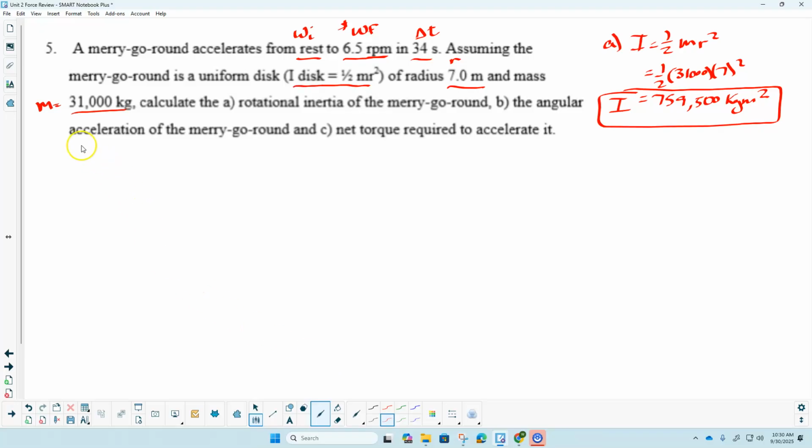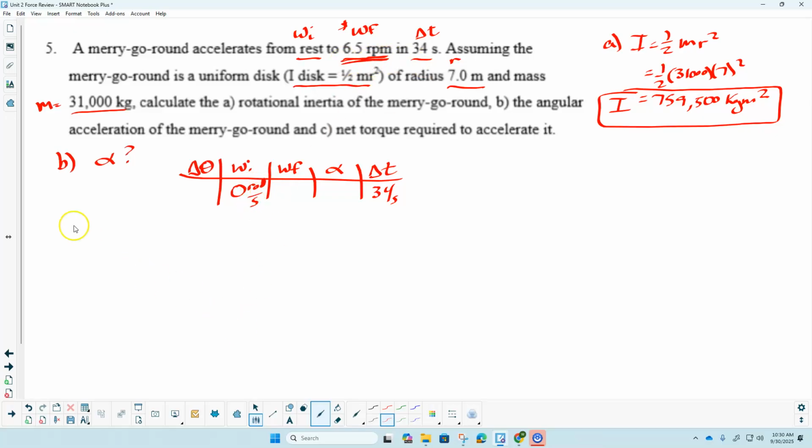Part B wants to know the angular acceleration. So B is asking for alpha. And alpha is a rotational idea. So we're going to set up our table and work through it that way. So we have displacement, initial speed, final speed, alpha, which is acceleration, and time. So 34 is going to go in for the time, seconds. The initial speed is 0 rads per second. And this is where we're going to go back and convert. So convert from 6.5 revolutions per minute into rads per second.